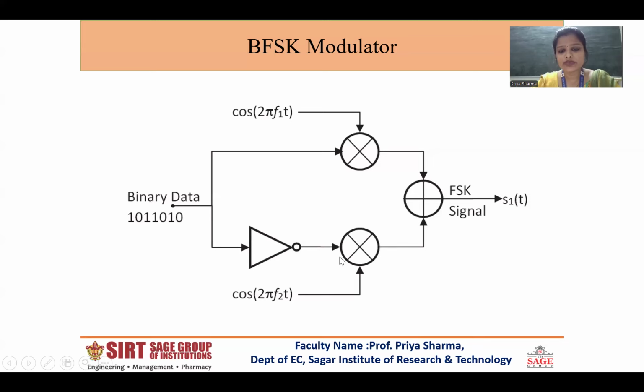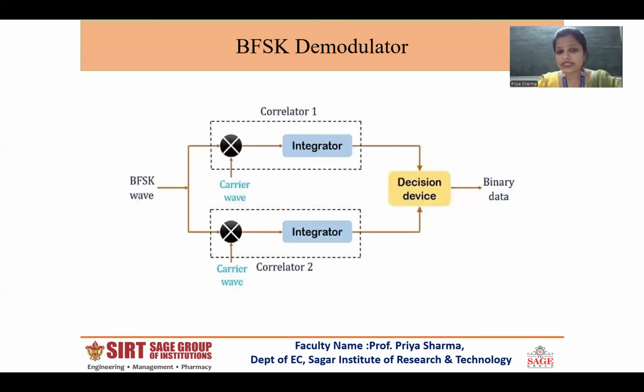Either F1 will be passed or F2 will be passed, so we will get the respective frequencies at the output. Coming to the demodulator portion, it is again very simple. The main function of the BFSK demodulator is to generate the original digital data signal from the BFSK signal at its input.